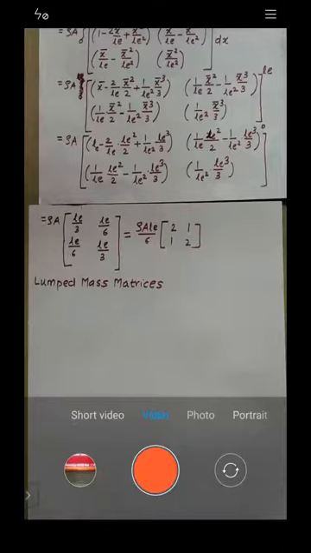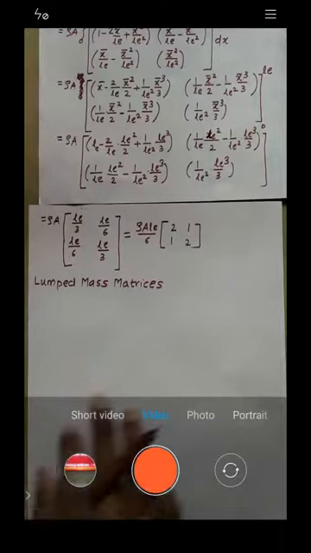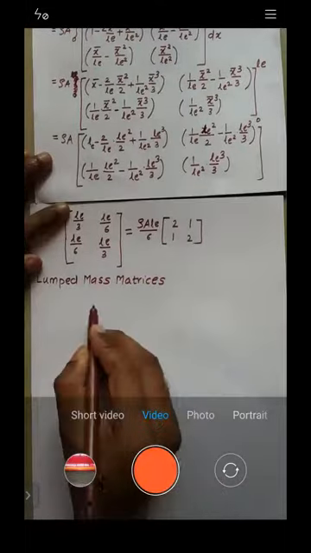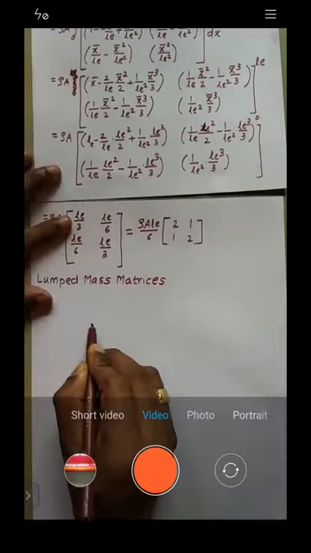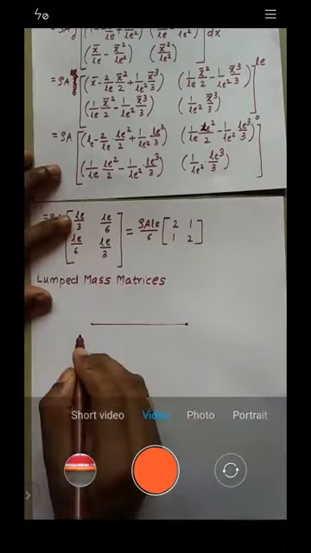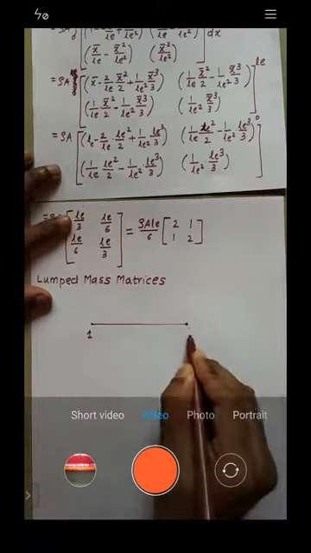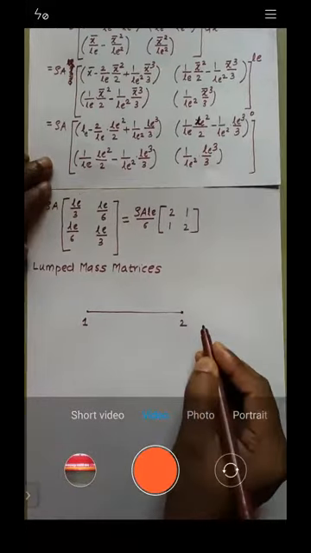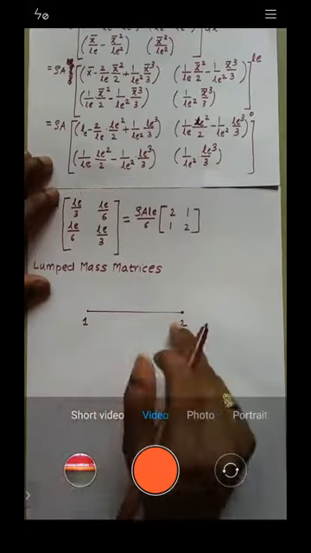It is consistently distributed throughout the element. But if you talk about lumped mass matrices, mass is assumed to be equally distributed over its nodes. So let's consider this element with two nodes, node 1 and node number 2.